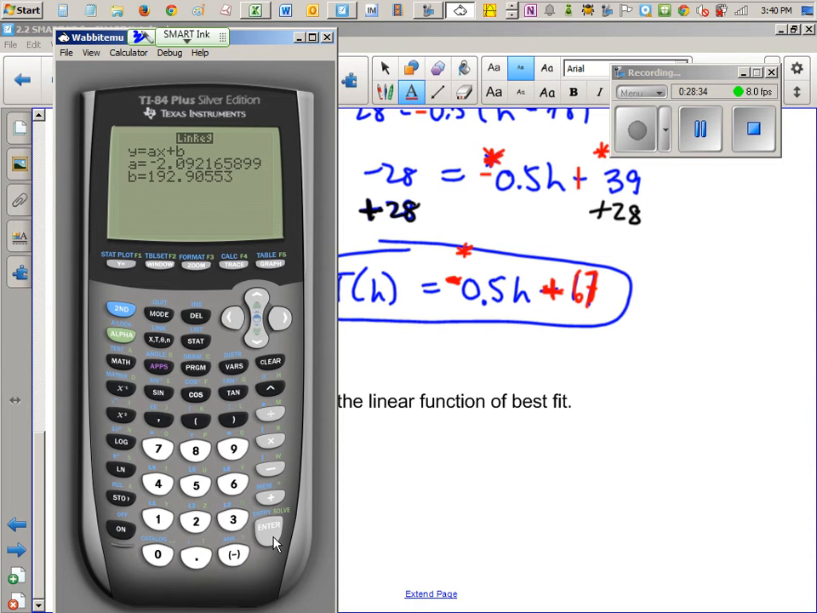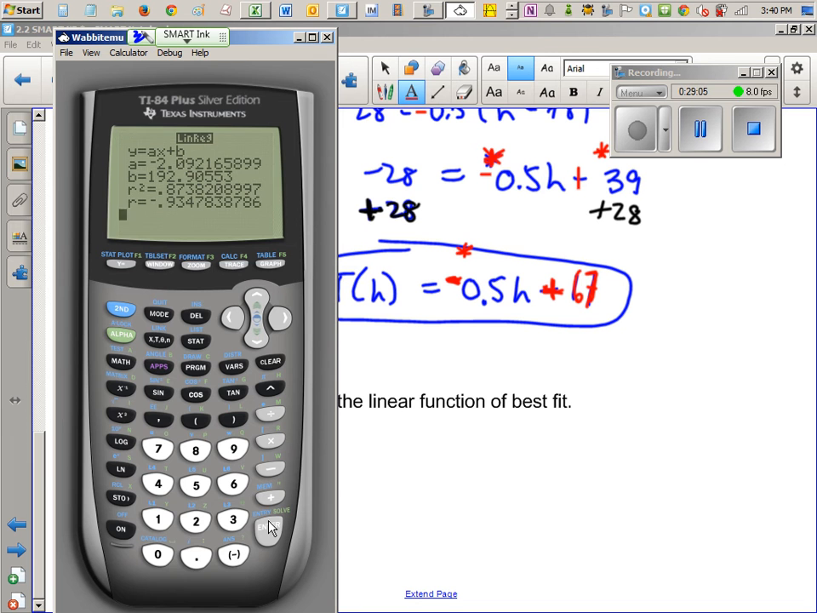Now let's do one more thing. If you go to your catalog, that's second and 0. If you go down to the D's, or even faster, just press, see this little green D right here? Just press that. It'll jump down to the D's for you. Go down to diagnostic on, and press enter, and press enter again. Now that the diagnostics are on, when we run that stat calculation for linear regression again, it's going to give us more detail than before.